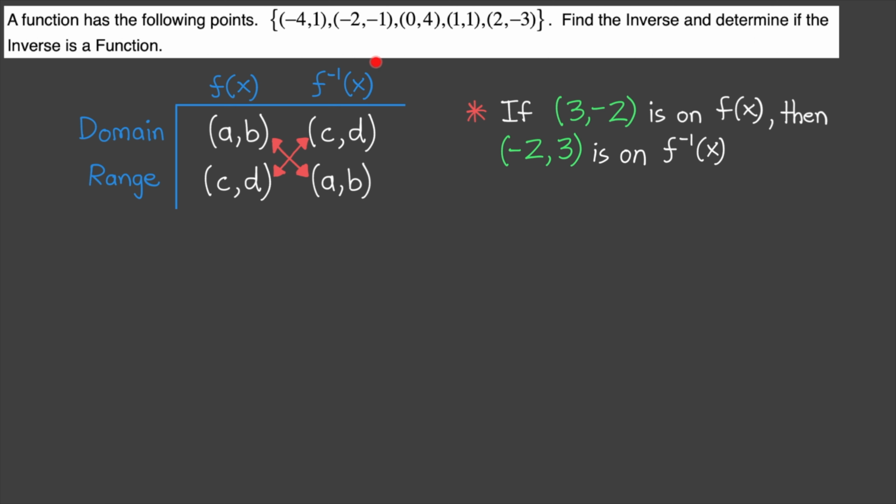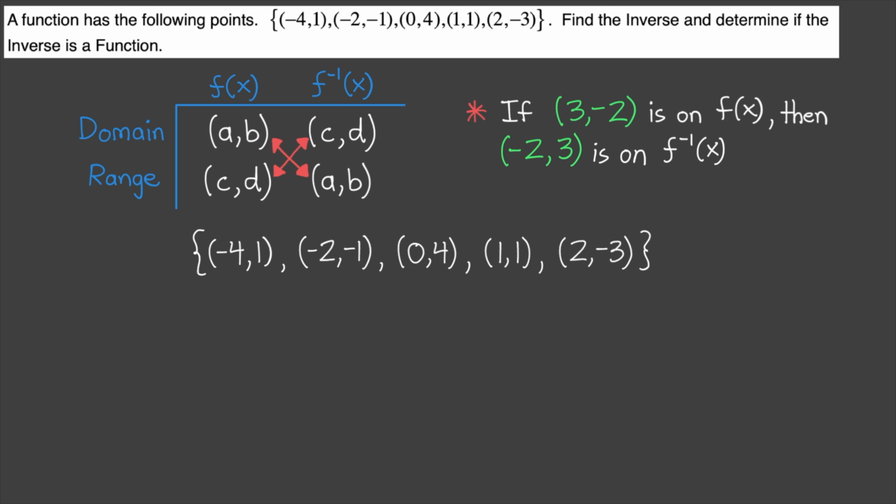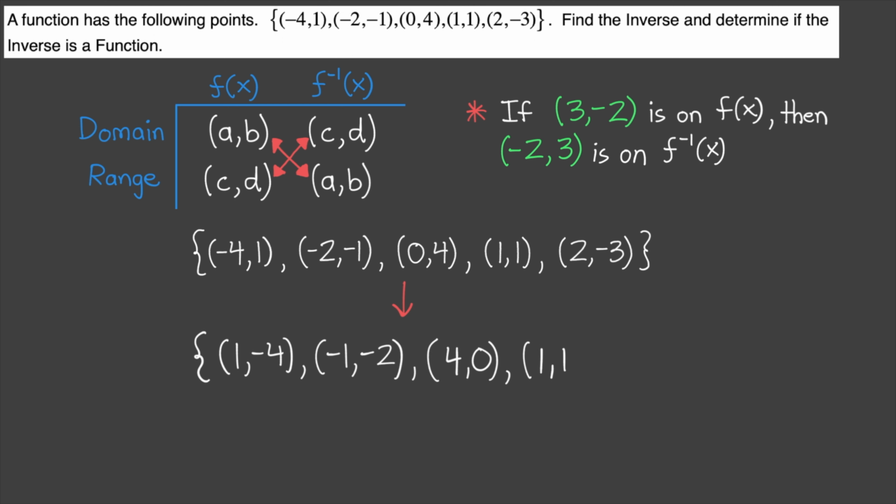All right, so let's take a look at our set of points here. I'm going to go ahead and bring this up here. So let's find the inverse points. The inverse points are going to be, we just swap x and y. So 1, -4, comma, -1, -2, and then 4, 0, and 1, 1. Those switch, but it happens to be the same point. And then -3, 2. All right, so here is our inverse relation, we'll call it.